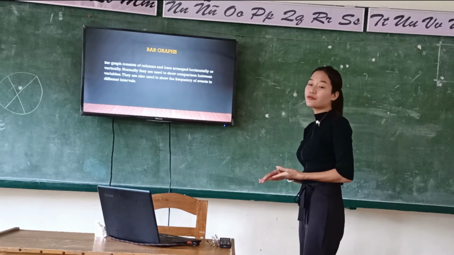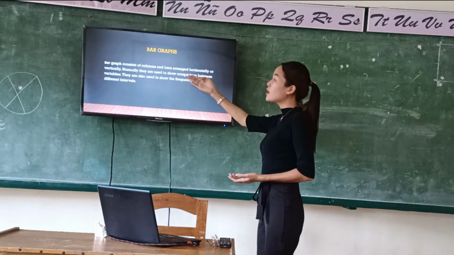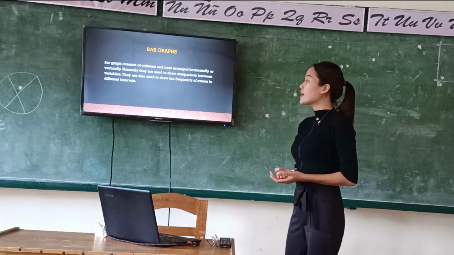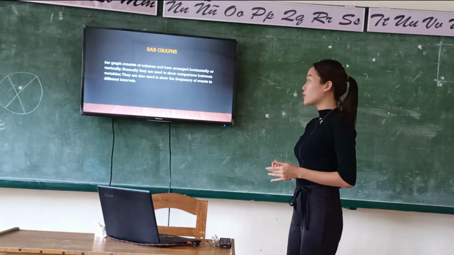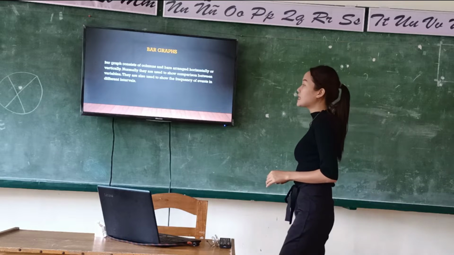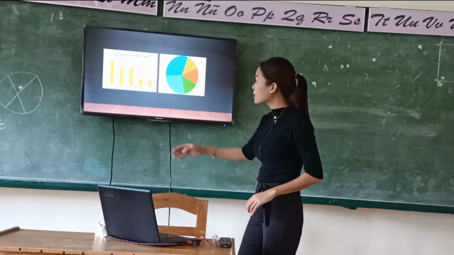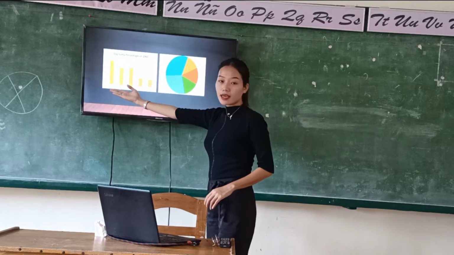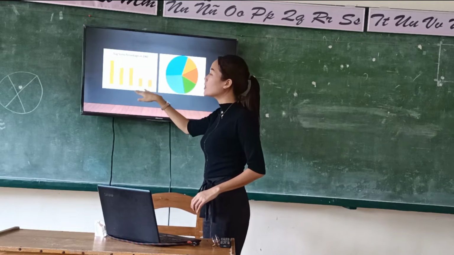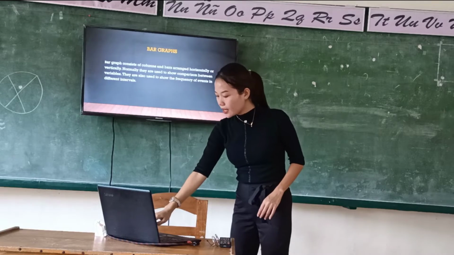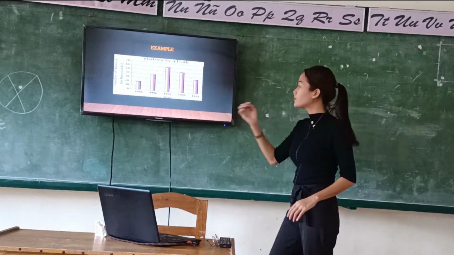So what is a bar graph? A bar graph consists of columns and bars arranged horizontally or vertically. Normally they are used to show comparison between variables. They are also used to show the frequency of events in different intervals. As we can see here, this is the bar graph. It simply has the numbers, the columns, the rows, and here is an example of a bar graph.